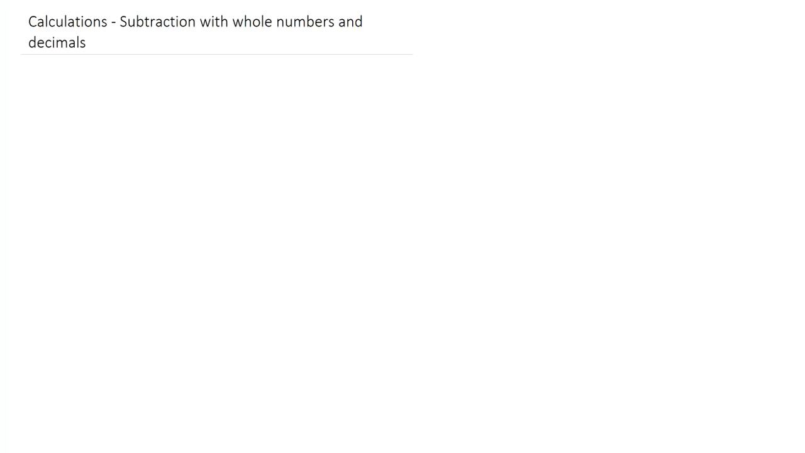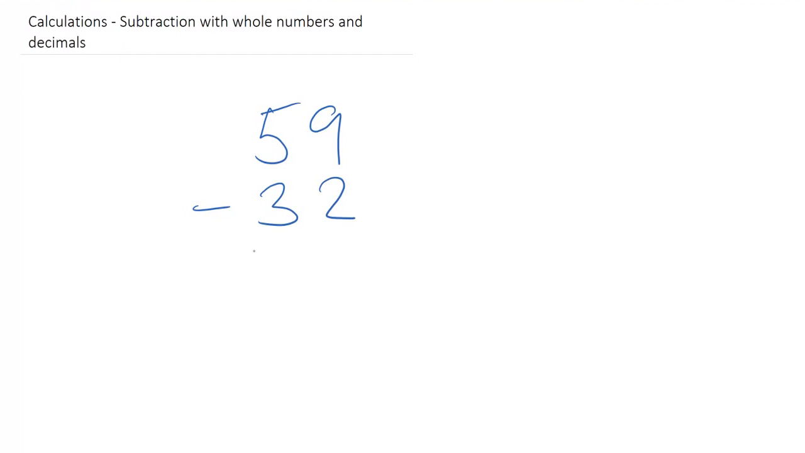So in this video, we're going to look at the written method for subtraction. So we'll start with some whole numbers and then move on later in the video to look at some decimal calculations. So let's start with something nice and simple. So we'll have 59 take away 32.